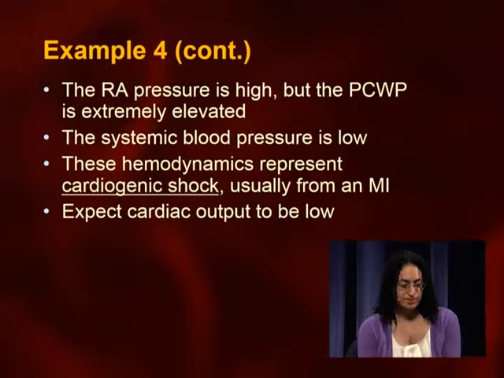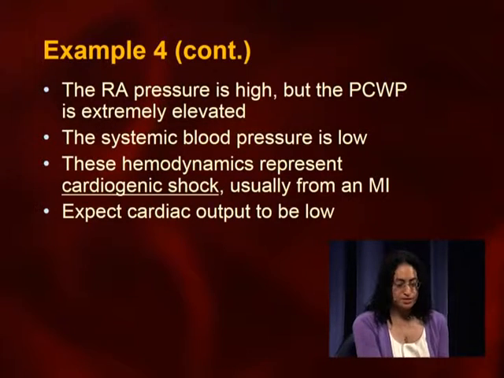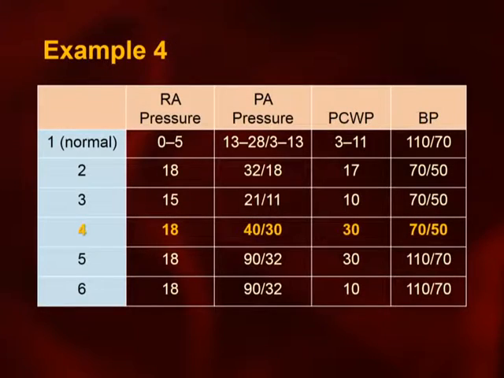So those are hemodynamics that represent cardiogenic shock, usually from an MI, and you'd expect cardiac output, which is normally 5 to 6 liters a minute, in this case, to be low. So you go back and look at that again. Really, all of your pressures are elevated. And in the case of systemic hypotension, you have to think of cardiogenic shock.